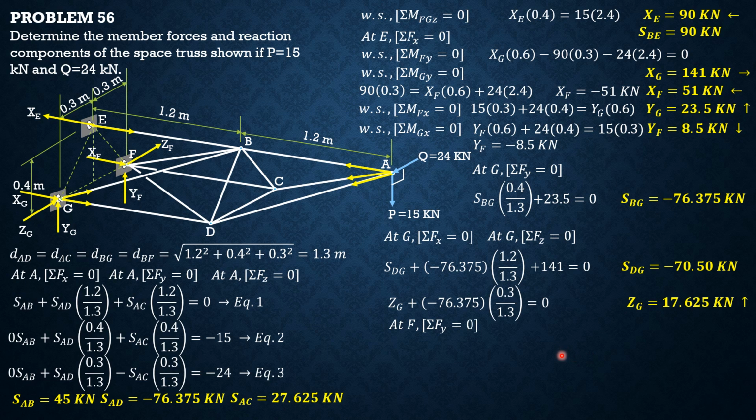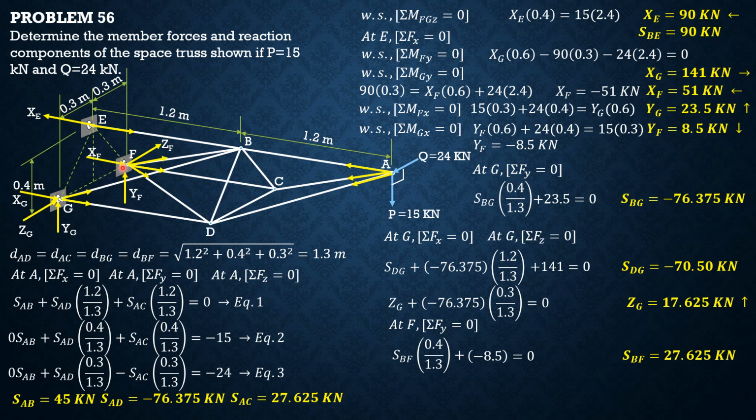Then we proceed to F, summation forces y equals 0 to solve for BF. SBF times 0.4 over 1.3, those are the involved forces. Only two forces will be involved, YF and SBF. So SBF times 0.4 over 1.3 plus YF, which is negative 8.5, equals 0. So SBF is positive 27.625 kilonewtons.